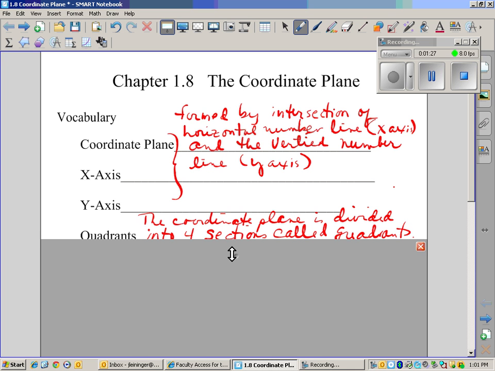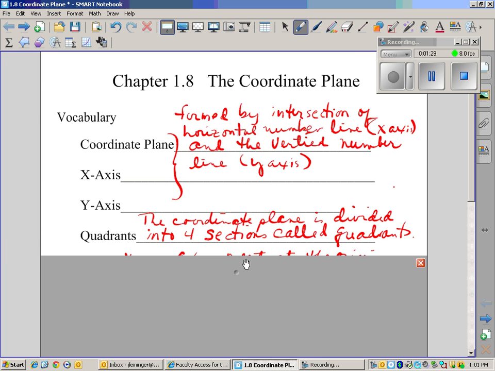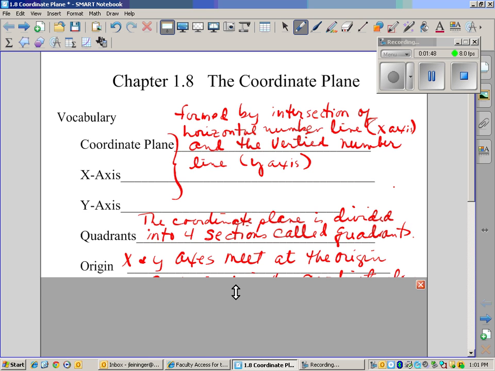So going down, after the x and the y-axis intersect, they actually divide the coordinate plane up into 4 unique sections. These are called quadrants, and we're actually going to talk about how the quadrants are numbered when we get to our picture of the coordinate plane at the bottom of the note section. The next vocab is origin, and that's the center point where the x and the y axes meet. That's called the origin.